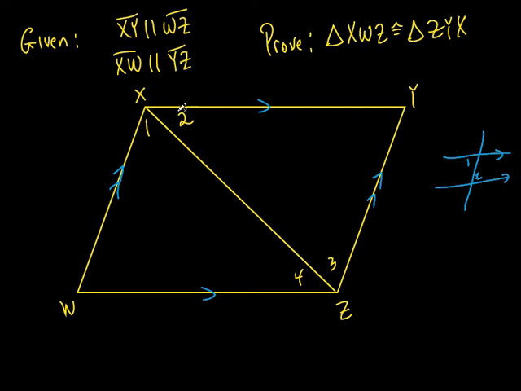All right, so let's look up here. Look at the one line, the XY and the WZ, the top and the bottom one. If this is parallel, this is a transversal, isn't it? If this is a transversal, what does that tell us? That tells us that angle 2 is equal to angle 4. Am I right? Okay.